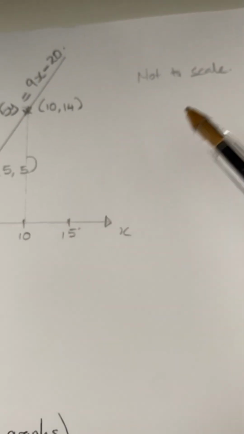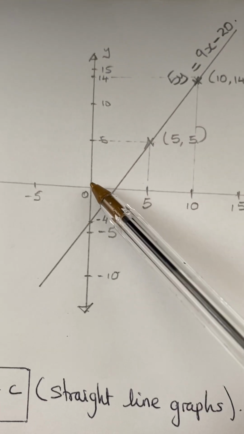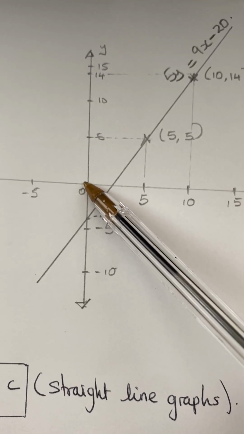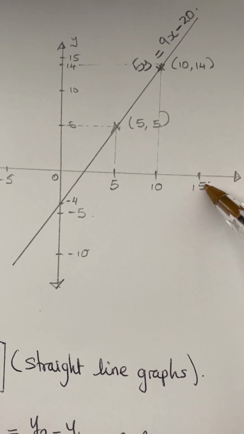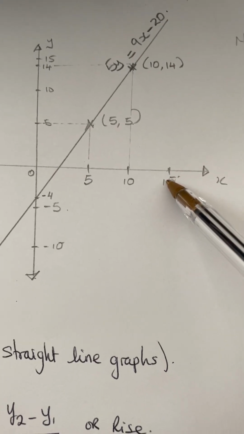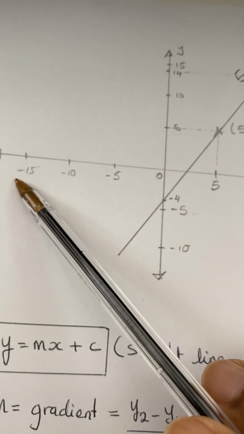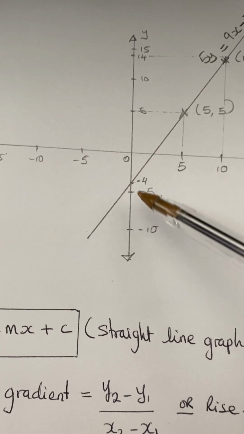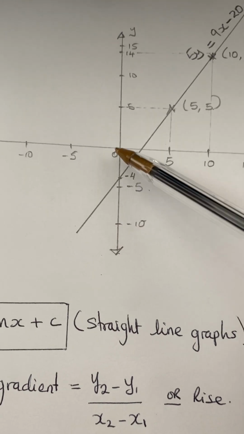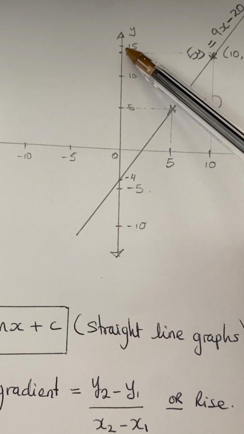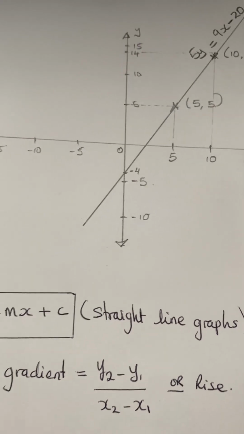Today I've drawn another x and y axis. It's not to scale again, it's on plain paper. That is my origin here, (0, 0). It goes from 0 to plus 15 on the positive x, and to minus 15 on the negative side of x. 0 to minus 10 on the negative side of y, and 0 to 15 on the positive y side.